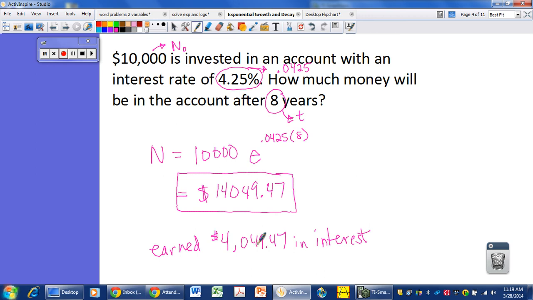Just as a side note, that's how you make your money work for you. You put it in an account and let it sit there and grow exponentially. The longer you leave it in, the more money you earn.